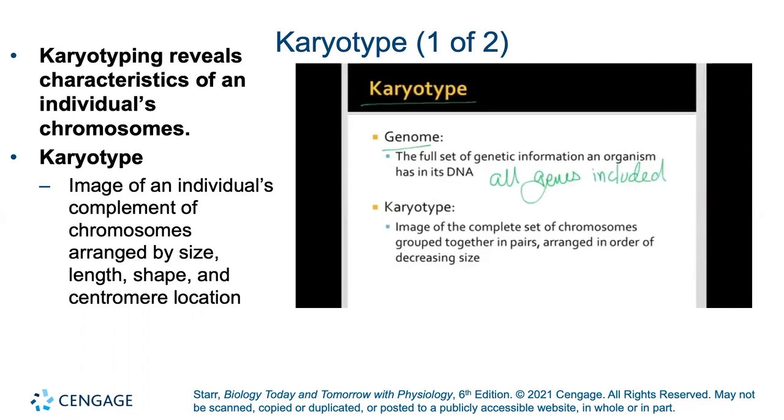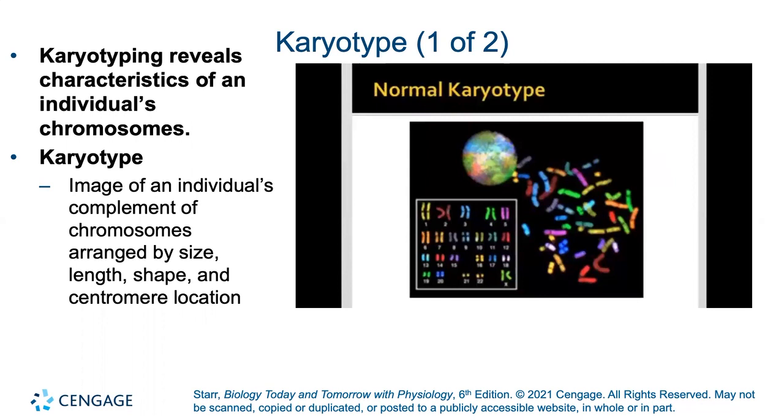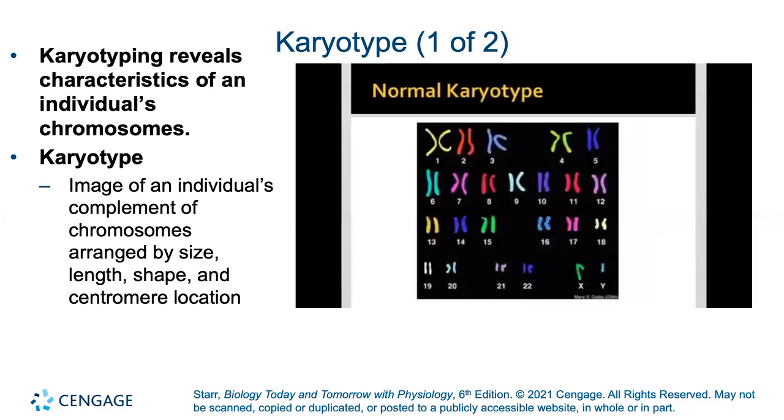And so a karyotype is going to be an image of an organism's complete set of chromosomes grouped together in pairs, which we know will be homologous pairs. And they will be arranged in a specific order. By convention, we order them by decreasing size, and so we number our chromosomes in that way. So you can see we might take out and stain individual chromosomes and then organize them into a picture called a karyotype.